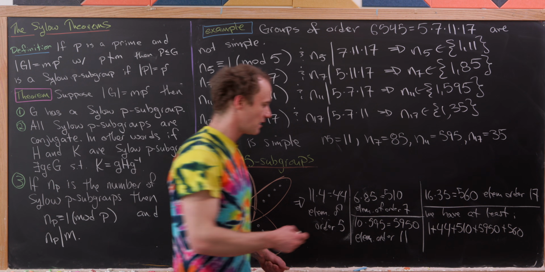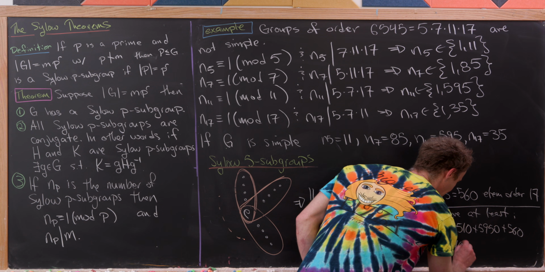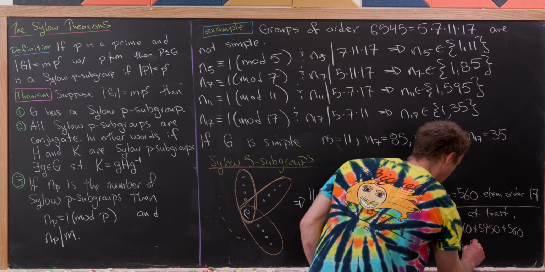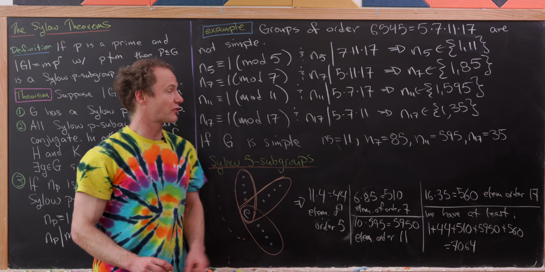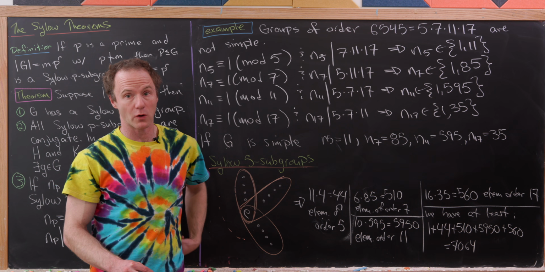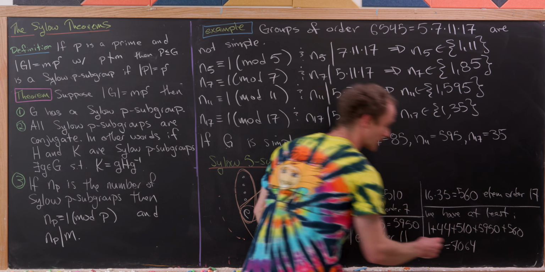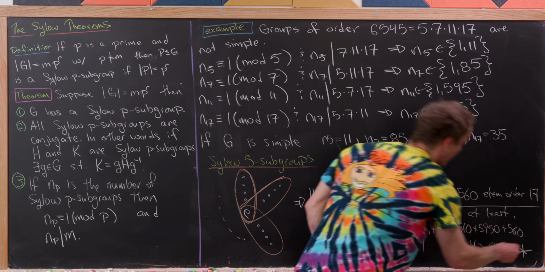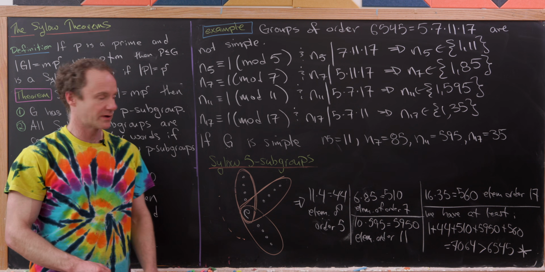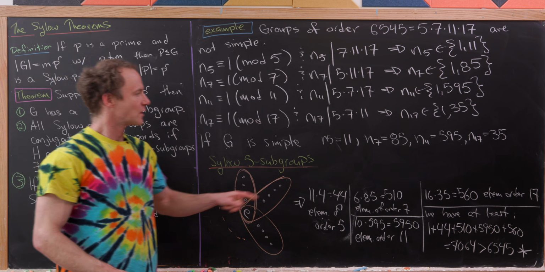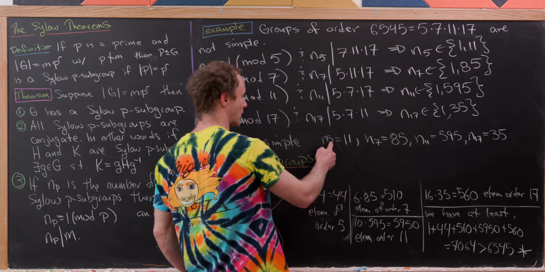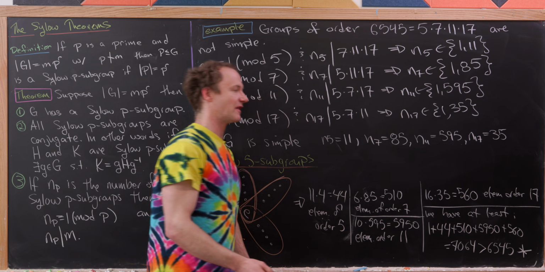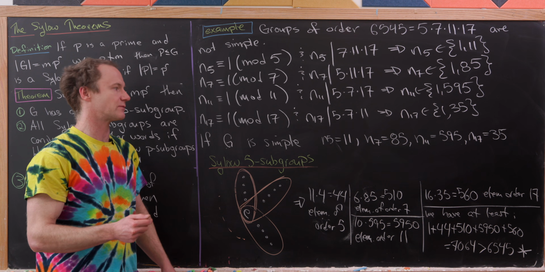But now adding all of that up, you'll get the number 7,064. But that's extremely problematic because notice our group only has 6,545 elements. So we've just accounted for more elements than are in our group. So what does that mean? Well, that means it's impossible for there to be 11, 85, 595, and 35 Sylow subgroups.